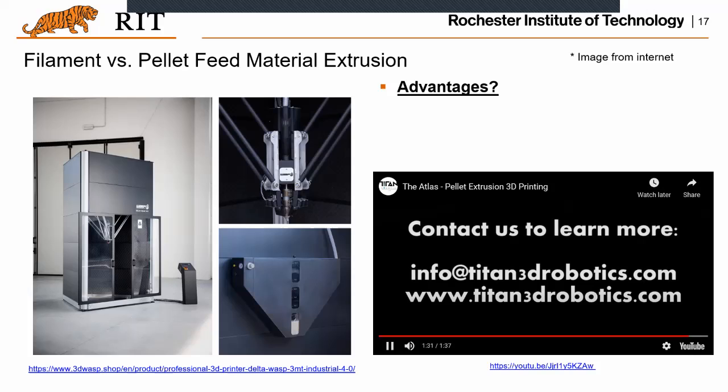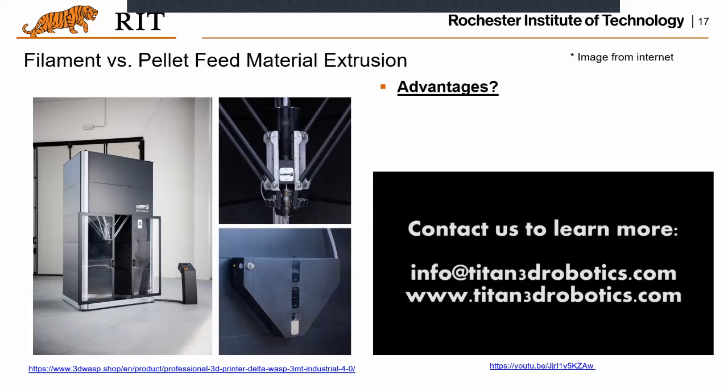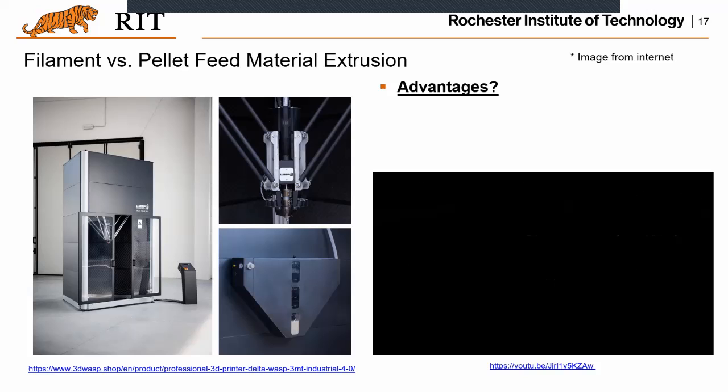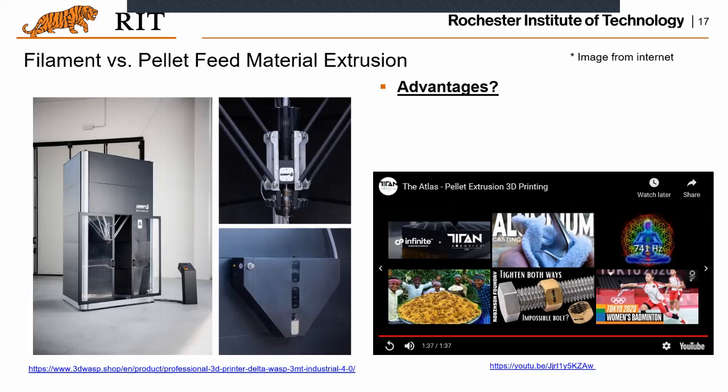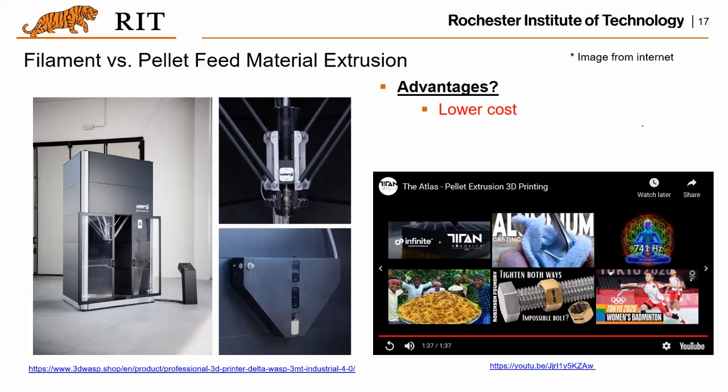So in this video, the printer is also built by Titan Robotics, which is the same provider of our printer in the Brinkmann. So what the benefit for the pellet feeding is, it has a lower cost because it just utilizes the plastic pellet in the injection molding process, which is very cheap compared to the filament. There are a lot more materials in pellet instead of filament, right?